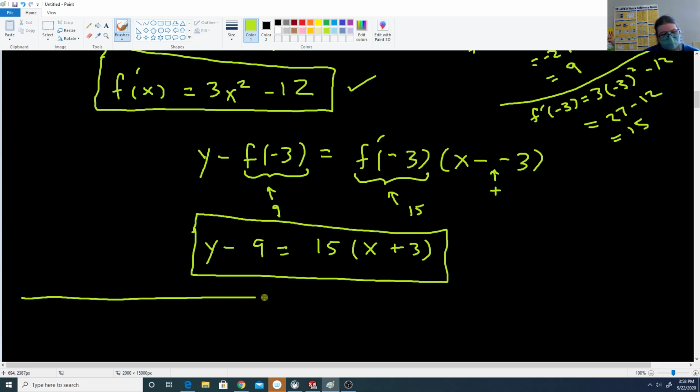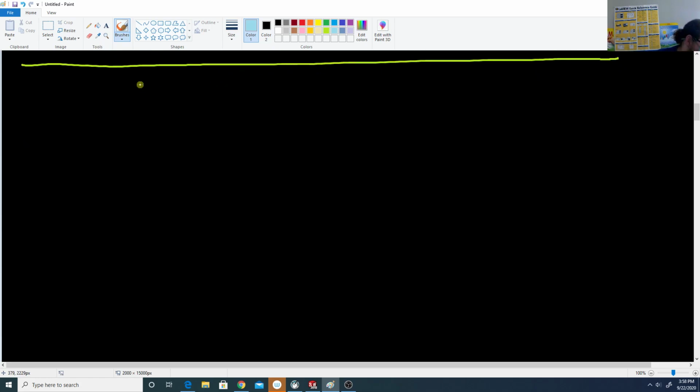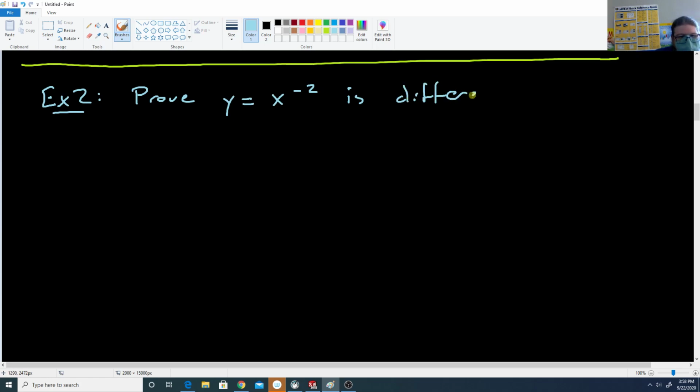Okay, so that's the first example. Got that wrapped up. Next, let's look at example 2, and this is going to want us to prove that a certain thing is differentiable, then prove that the y prime exists, and then calculate what it is. So for example 2, we want to prove y equals x to the negative 2 is differentiable, and we want to calculate y prime.